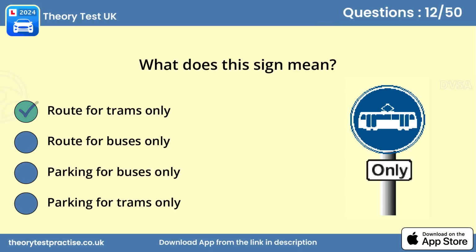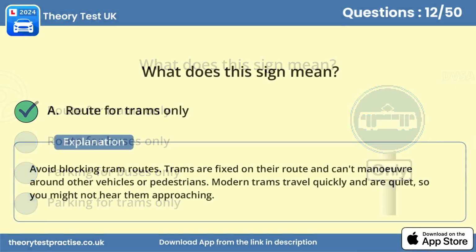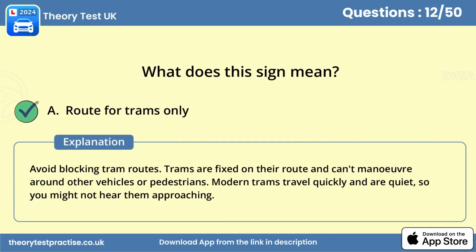A. Route for trams only. Avoid blocking tram routes. Trams are fixed on their route and can't maneuver around other vehicles or pedestrians. Modern trams travel quickly and are quiet, so you might not hear them approaching.